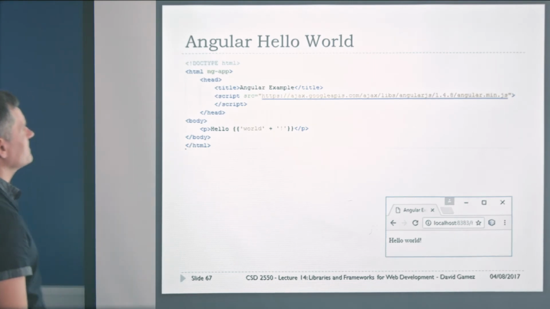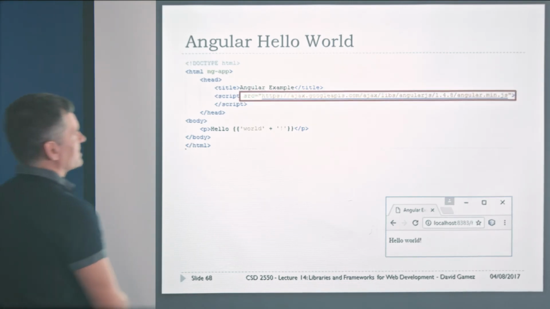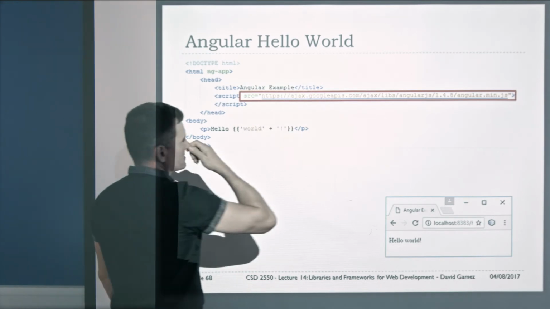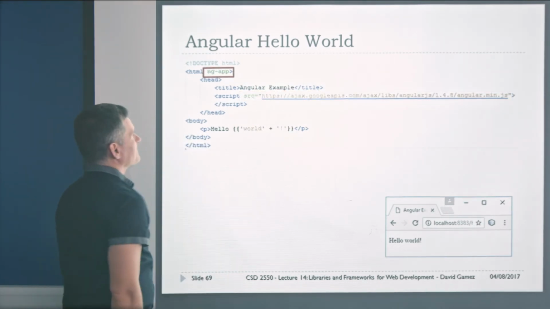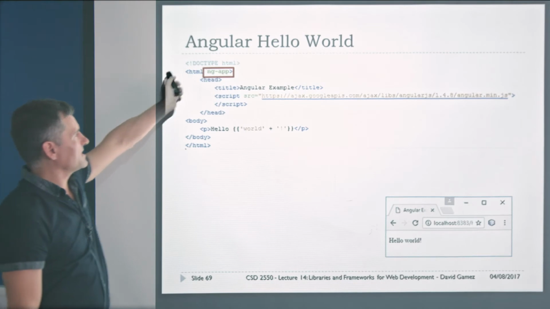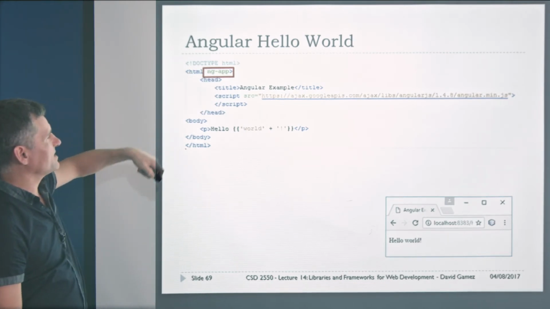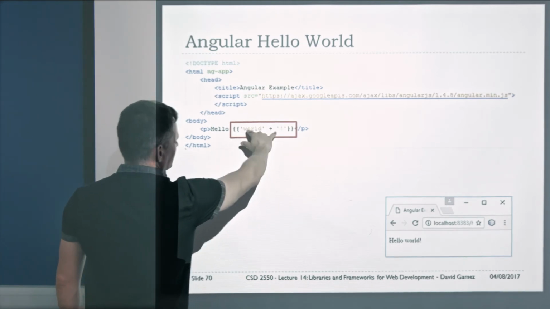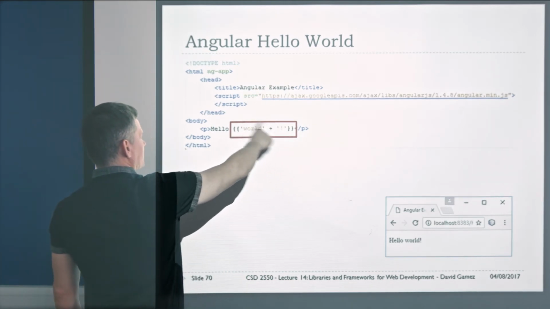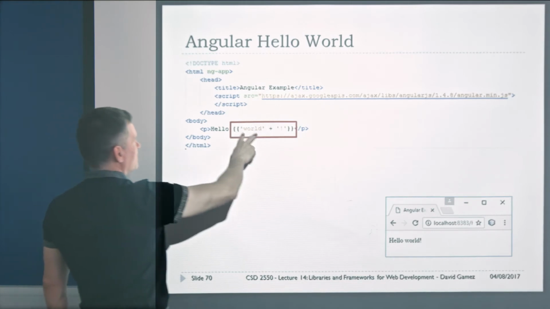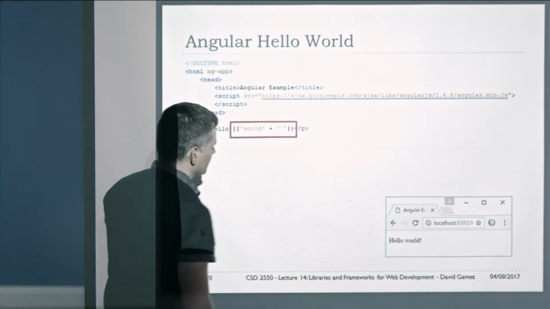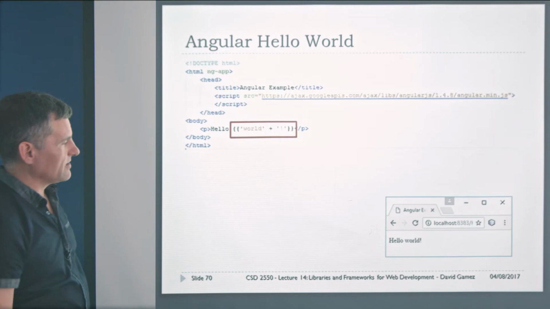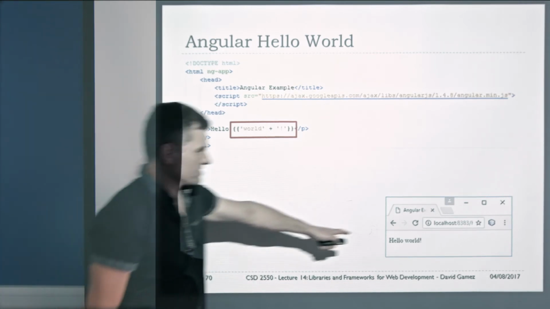So here's a little example. We include the appropriate JavaScript as usual. We include ng-app. In this case, we're making the whole page a web application. And then we have these double curly braces. What Angular will do is look inside these curly braces and evaluate this expression. In this case, it's kind of simple, right? It's just world plus exclamation mark. So what we'll see in our Hello World Angular application is just Hello World.